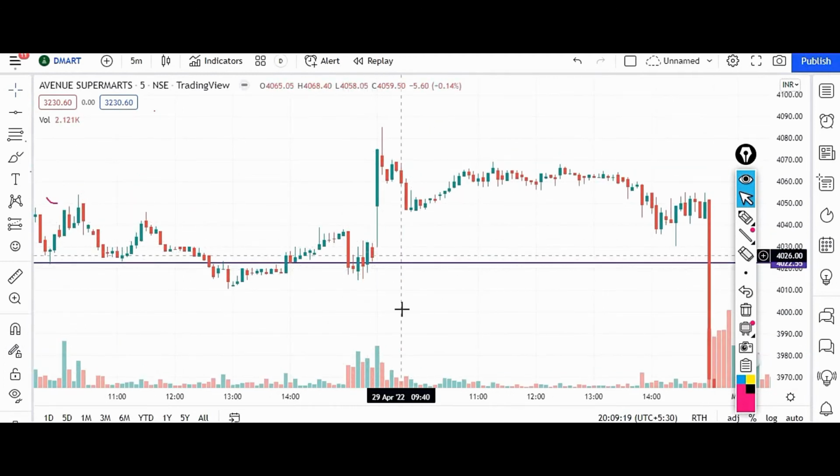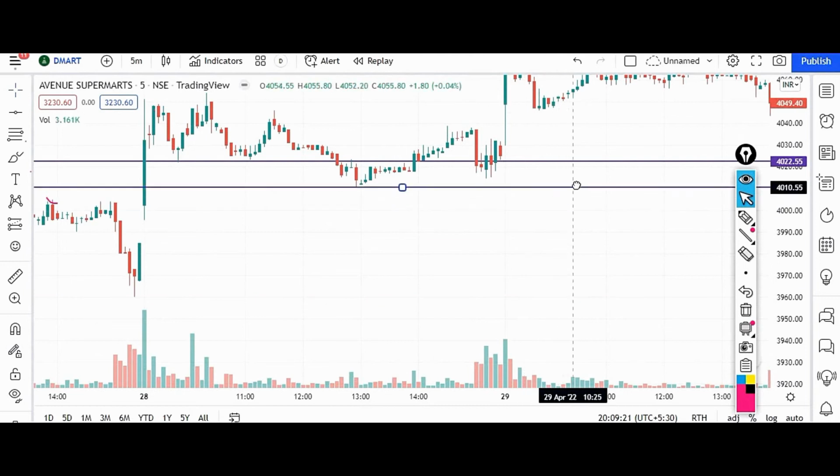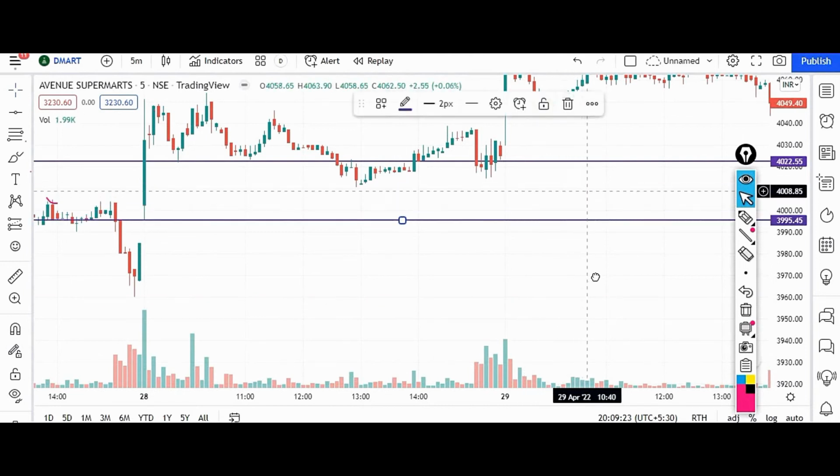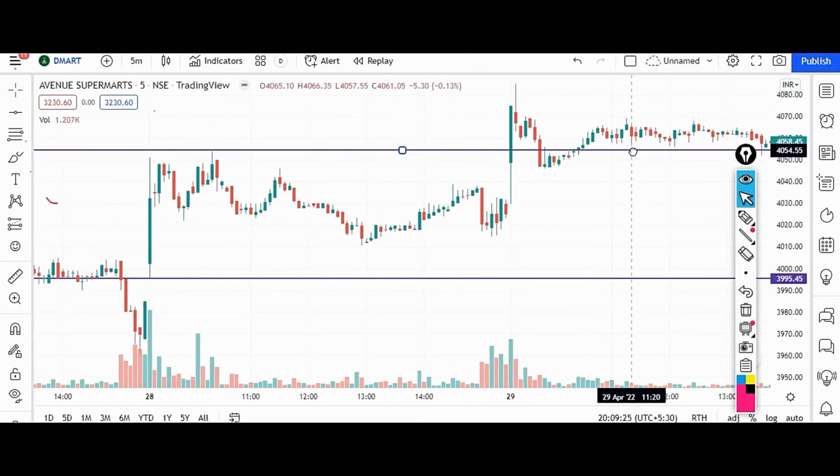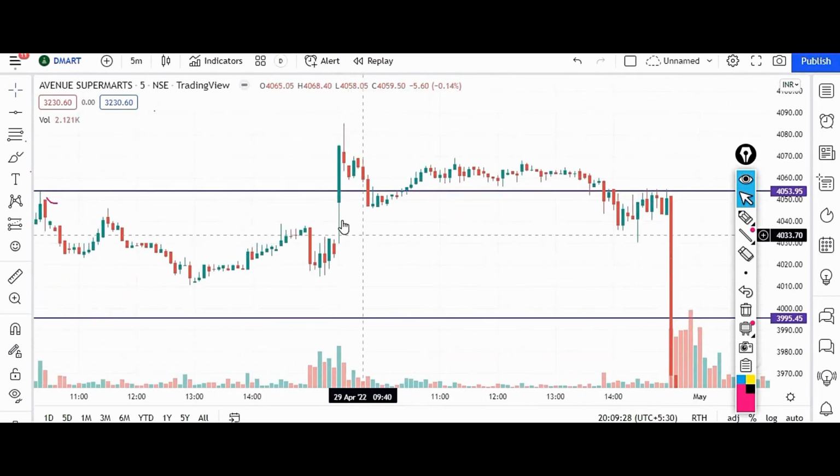Late entries, I don't recommend late entries. This is the low and this is the high. If you entered here, put the stop loss below.